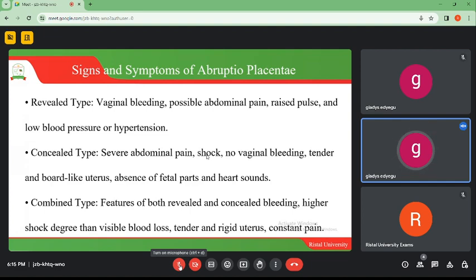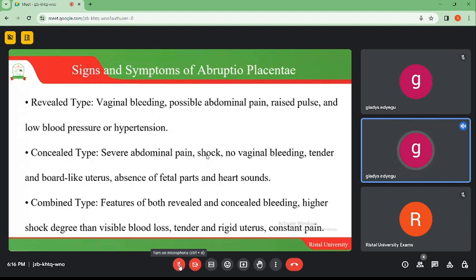And when you examine the mother, the abdomen can be painful because of the separation of the placenta, and then also her pulse can be high because she has lost a lot of blood, and also her blood pressure can be low, and that is hypotension. Then concealed type. The concealed type is where we don't see the blood. So severe abdominal pain. You realize that the mother has severe abdominal pain, and the mother can be in shock, but you don't see any blood. So it is concealed.